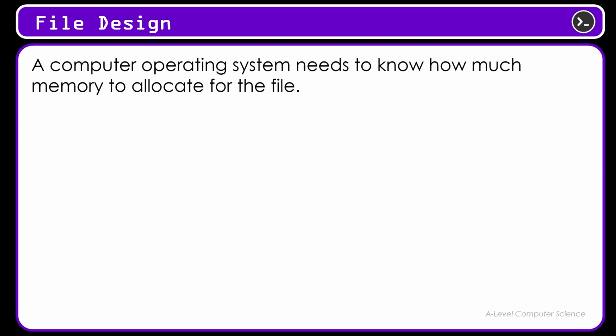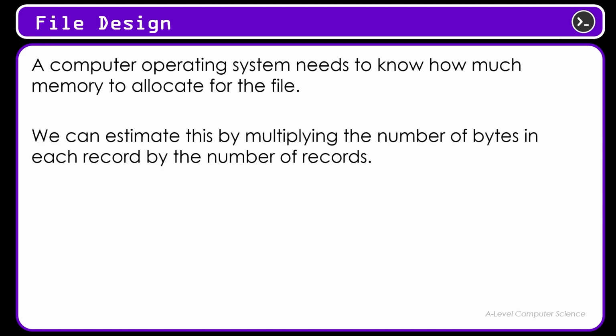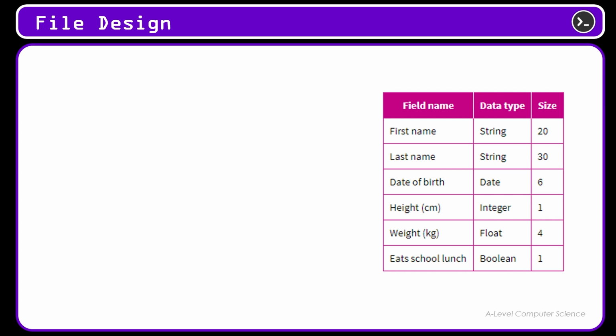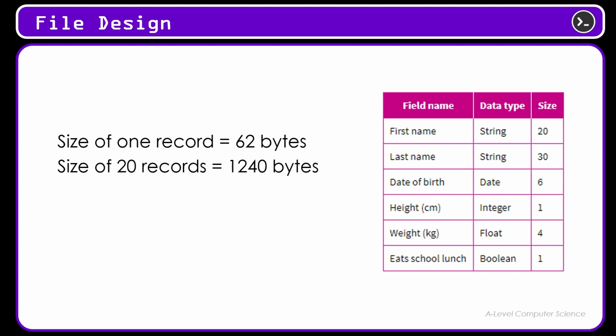A computer operating system needs to know how much memory to allocate for the file, and we estimate this by multiplying the number of bytes in each record by the total number of records. And if we take that to an example here, the size of one record here would be 62 bytes if we added them all together. If we multiplied that by 20 for 20 records, we'd get 1,240 bytes.